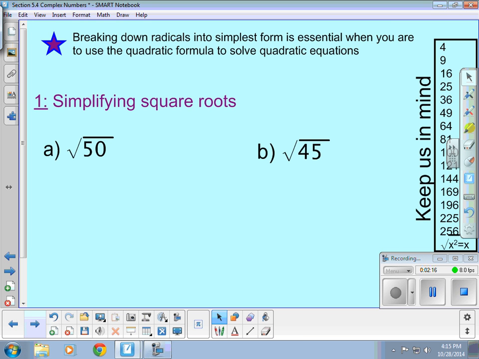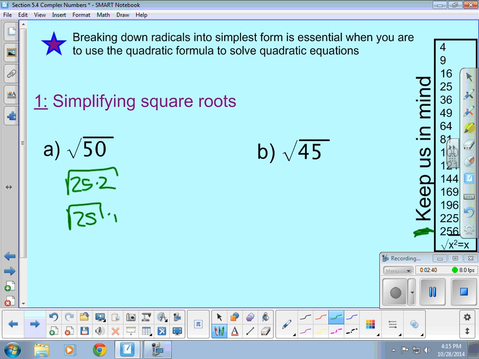So let's look at an example. Breaking down radicals into simplest form is essential when you are using the quadratic formula. That's why we're doing this now, because we are going to do the quadratic formula next. So we need to simplify our square roots. What I do is I have my list of perfect squares here off to the side, and I think, what perfect square is in 50? Well, 25 times 2 gives me 50, so the square root of 25 times the square root of 2 will be 5 square root of 2.